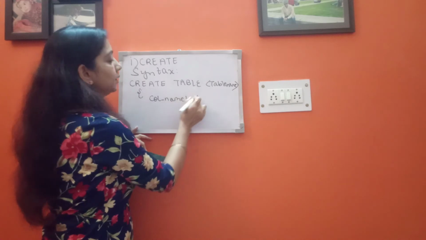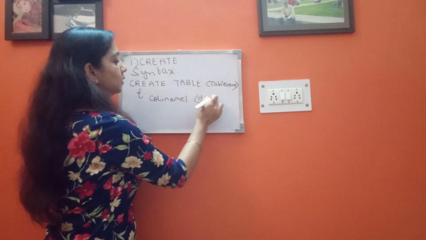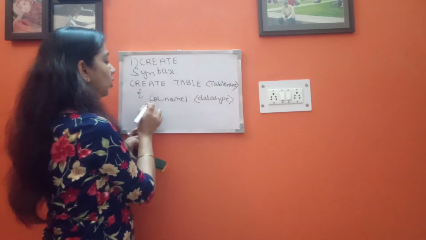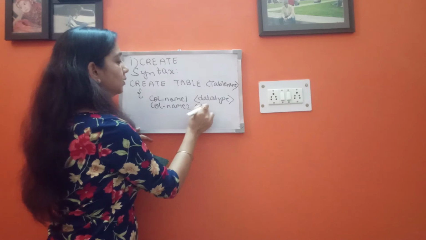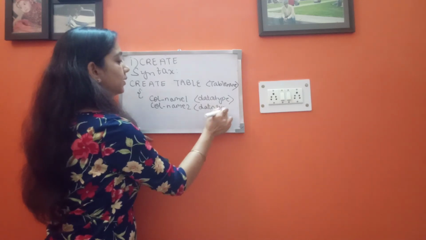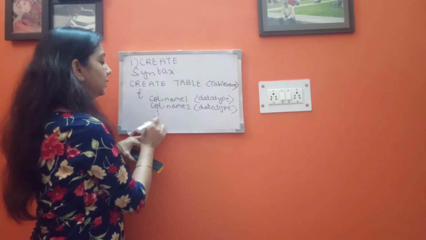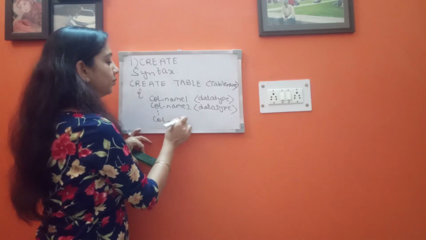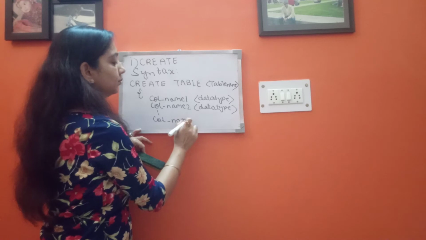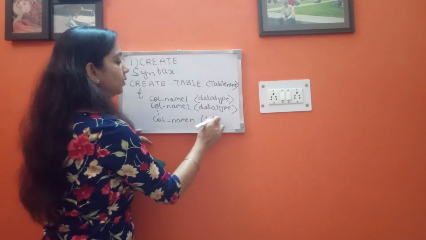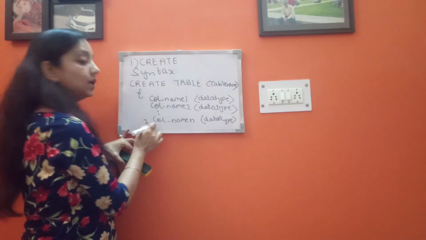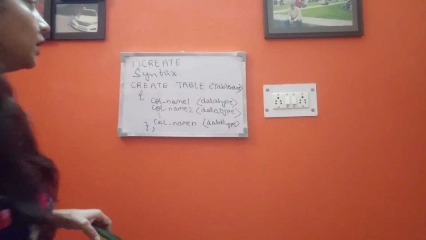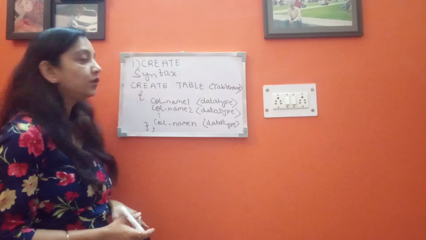Column name 1, its data type. Column name 2, its data type, and so on till the nth column with its data type. We close it with a closing brace and a semicolon. So this is the basic structure, or the syntax, of a create command.